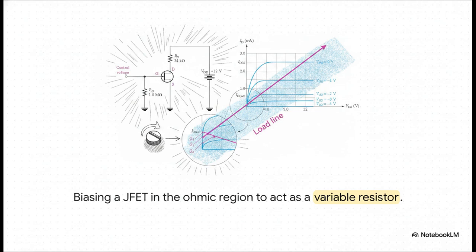If we intentionally design our circuit to drop the load line down into this specific area, keeping the current well below the IDSS maximum, the JFET sheds its constant current persona entirely. It transforms into a voltage-controlled variable resistor. By simply twisting a knob to tweak the gate voltage, we're changing the slope of the line. That means we are literally dialing the resistance of the channel up or down, completely without any moving parts.